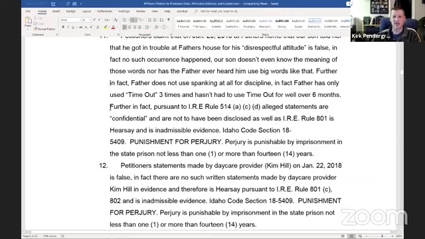I also threw in, further in fact, pursuant to Idaho Rules of Evidence 514 A, C, and D, alleged statements are confidential and are not to have been disclosed, as well as Idaho Rules of Evidence Rule 801 is hearsay and inadmissible as evidence. Now, pay attention here. 514 and 801. Remember that? 801.